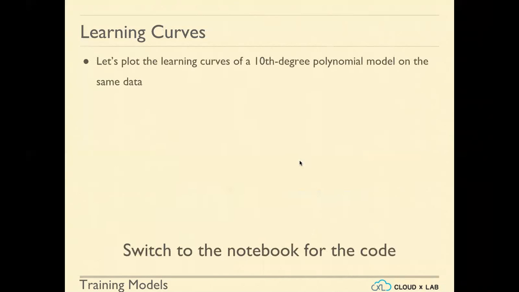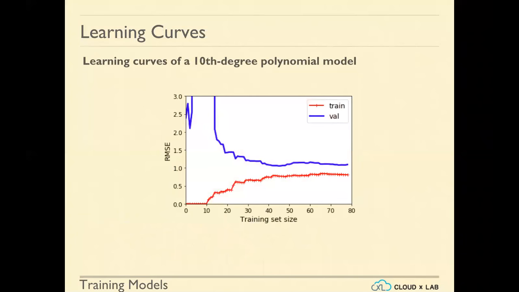Okay, so let's plot the learning curve of a 10th degree polynomial model on the same data. Now here is the interesting aspect. In the same problem statement, where we had x squared by 2 plus x plus 2 as our main equation, we are now fitting a 10th degree polynomial. So what do you conclude at this point? What's happening here? Overfitting or underfitting?